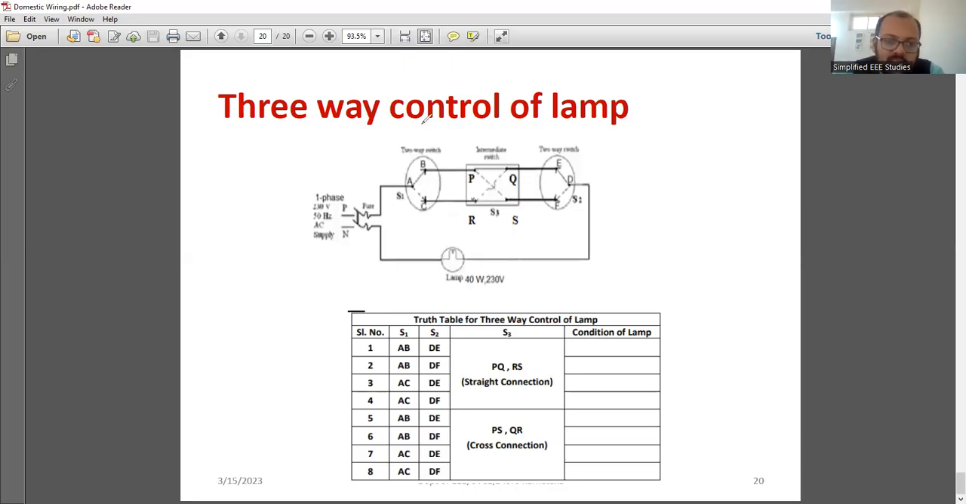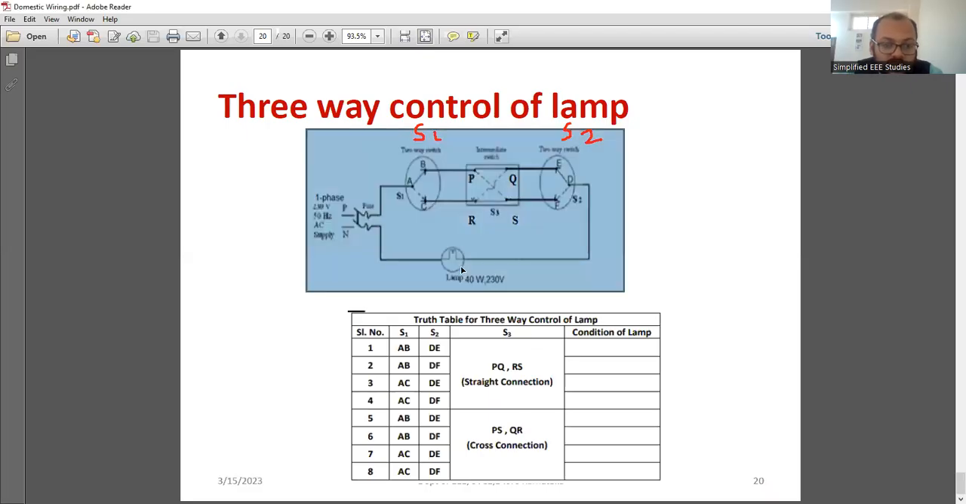So we have three switches, S1, then we have S2, and this is called the intermediary switch. Intermediate switch is having two positions. One is called a straight connection, other one is called a cross connection. For straight connection, PQ and RS will be connected, whereas cross connection, PS and RS will be connected. So we are using separately for straight connection and cross connection. Hope it is clear. This is also known as jail wiring, which I already mentioned.